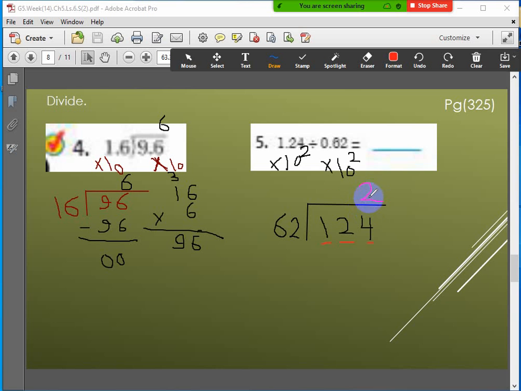So 2 multiply what? Yes, 2 multiply 2 equals 4. Very good.